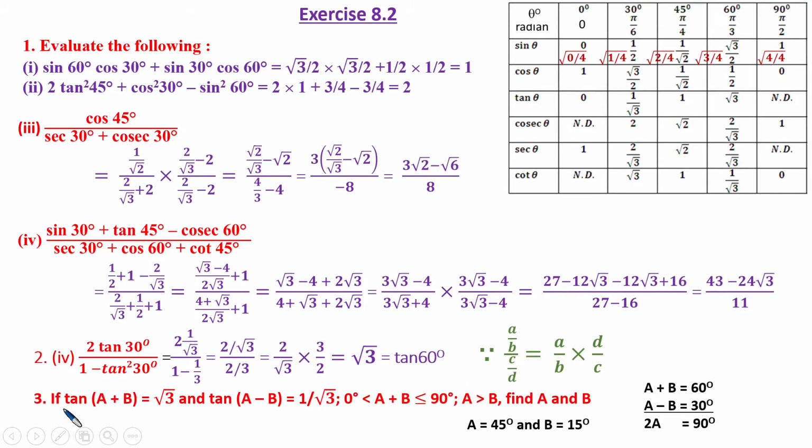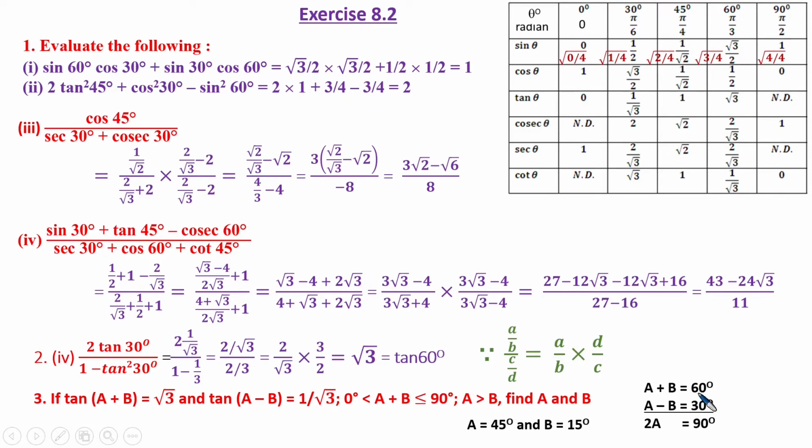Now problem 3, if tan of a plus b is equal to root 3 and tan of a minus b is 1 by root 3. So a plus b is root 3 for tan, that means this is 60 degree. So a plus b is 60 degree and a minus b is 1 by root 3. So tan of 1 by root 3 means a minus b is 30 degree. And if I write a plus b equal to 60 and a minus b equal to 30, I can find a and b, provided a plus b is less than 90, because we are only considering this chart.